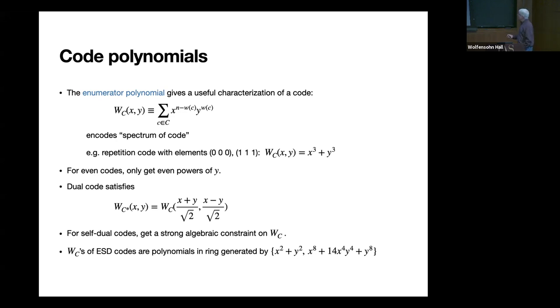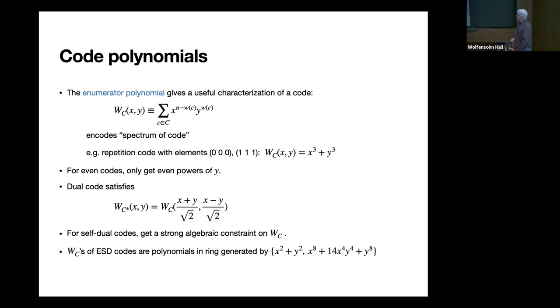And then a more non-trivial fact is that if you take the dual of a code, the polynomial gets kind of rotated. The x and y get rotated by 45 degrees. I guess it's intuitive from some point of view, but you can see that if you apply this twice, you're going to get back to where you started. So in particular for self-dual codes, we get a very non-trivial constraint on this enumerator polynomial, which is, take the star away now because C is equal to C star. This polynomial has to equal itself when you do this 45 degree rotation on x and y.